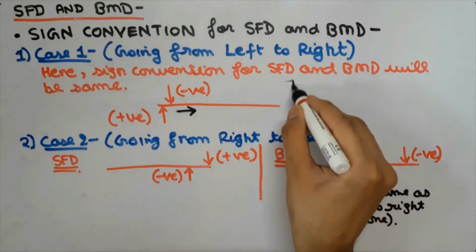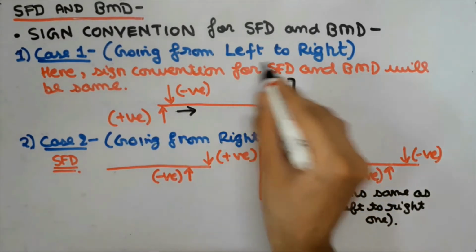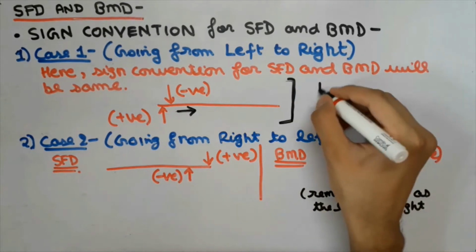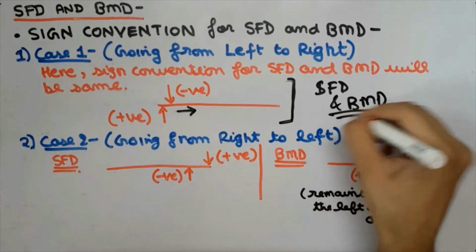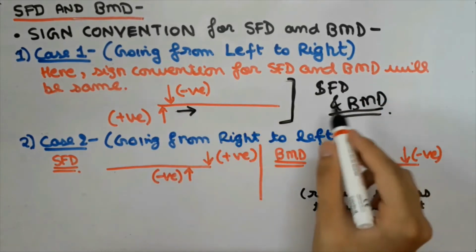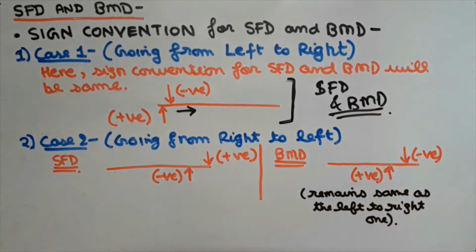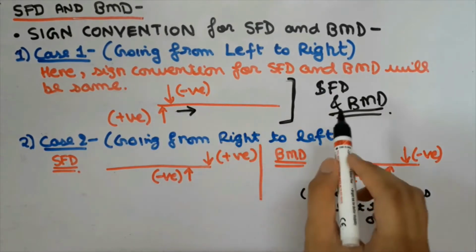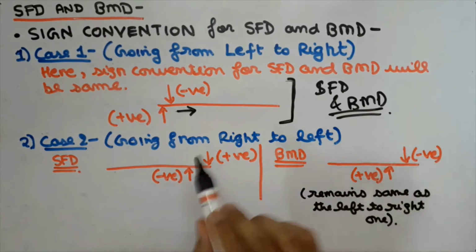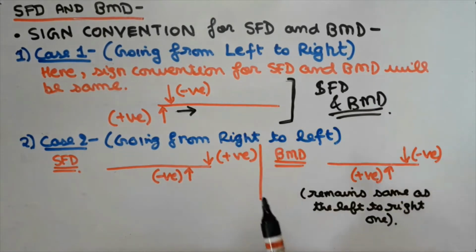Now guys, this sign convention when you go from left to right is valid for both, that is for SFD and BMD both. That is, you will use it for SFD and BMD similarly. When you are going from left to right, this sign convention will be used for both SFD and BMD. There is no difference between the two when you are going from left to right.